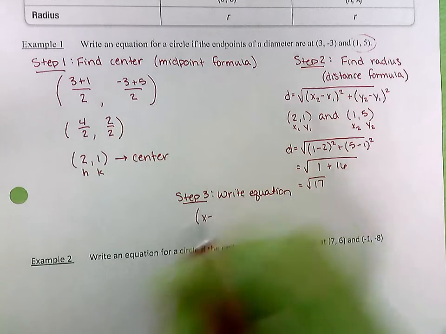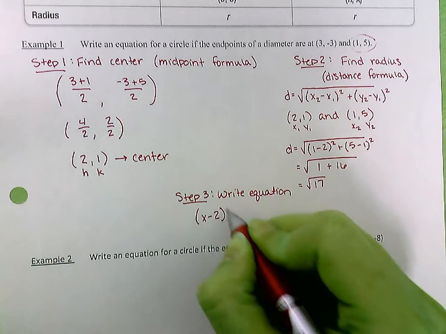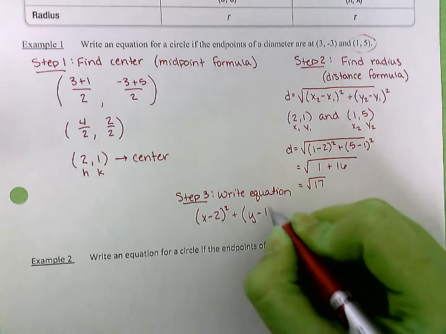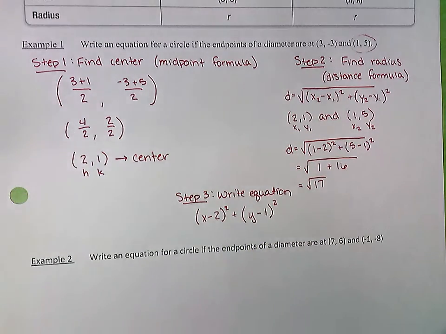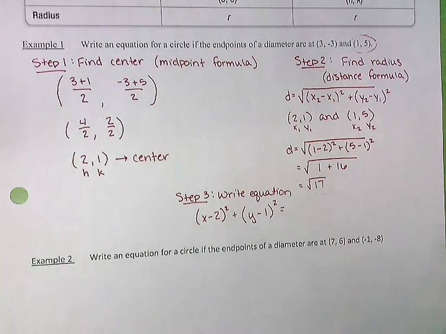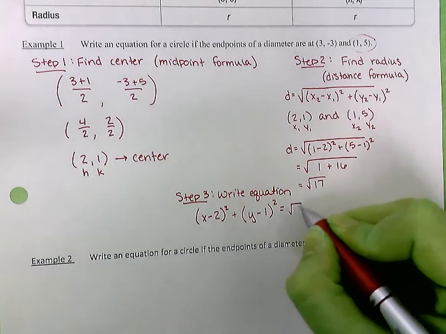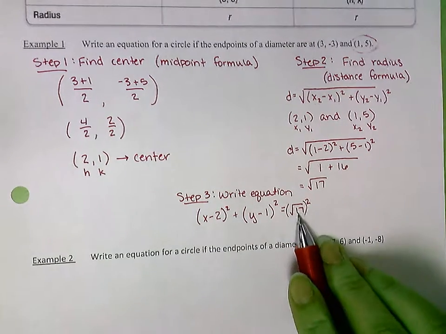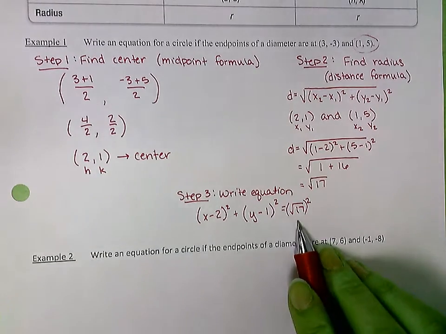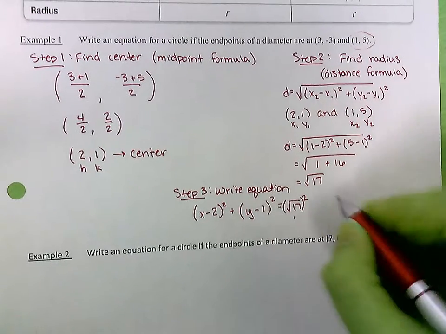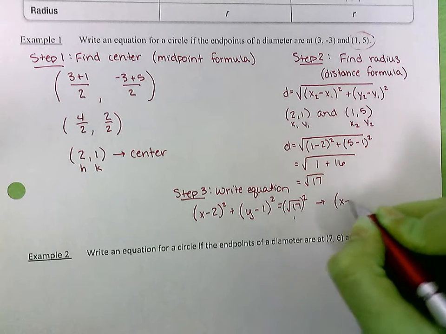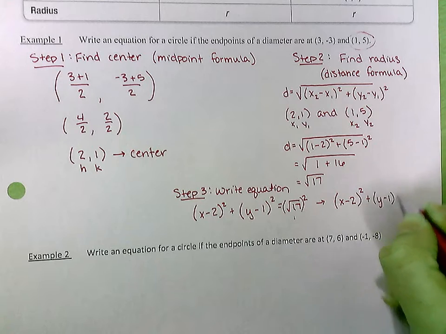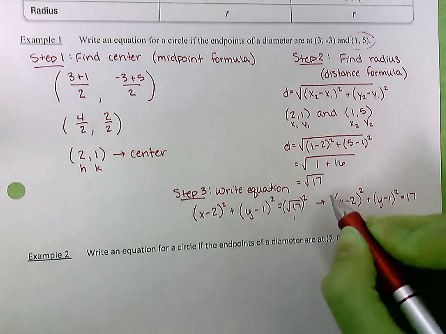Okay, so I have (x minus 2) squared plus (y minus k, which is 1) squared. That is equal to the square root of 17 squared. Now if I square the square root of 17, what happens? It just goes to 17. Okay, so my final answer here is (x minus 2) squared plus (y minus 1) squared equals 17.